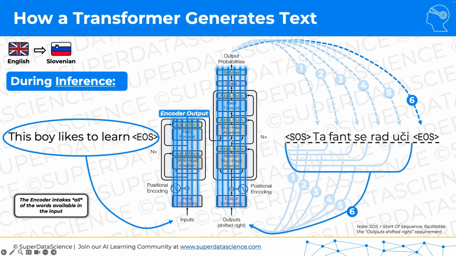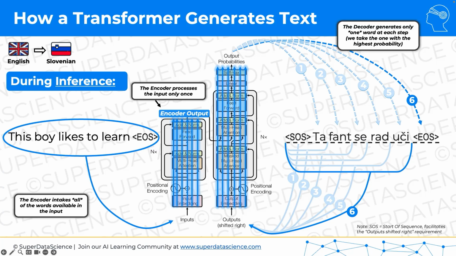And some additional points. The encoder intakes all of the words available in the input at once. The encoder processes the input only once, very important. The decoder generates only one word at each step, and it creates probabilities for all of the words in the Slovenian language, but then we take the one word with the highest probability, and that's the word that will be generated. And also, like the encoder, the decoder intakes all of the words available in the output at each step. But the difference here is that this happens at each step. It takes whatever is available in its input as the decoder.